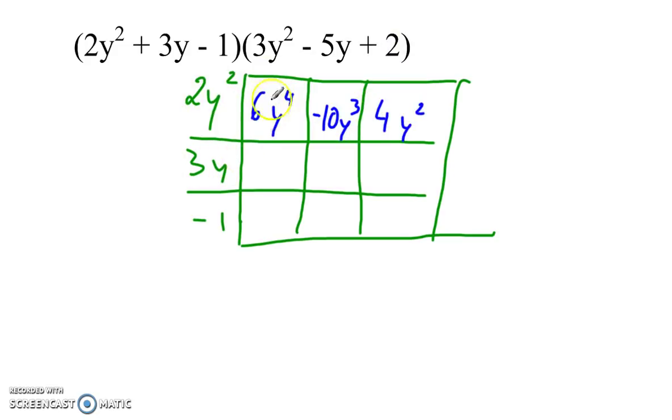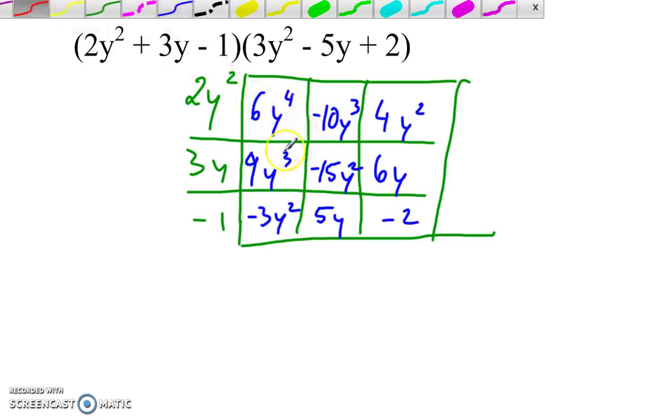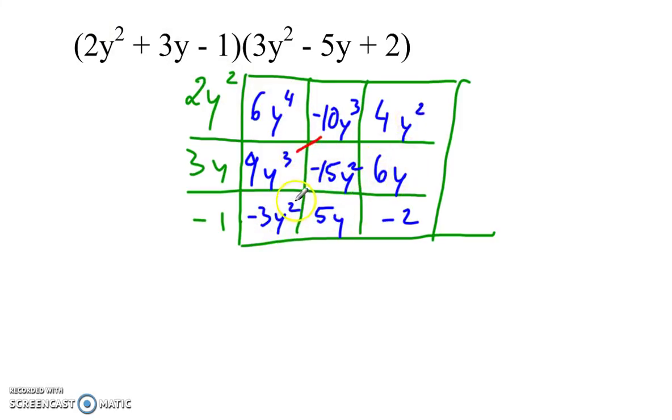Y squared. 3y times 3y squared is 9y to the third. 3y times negative 5y is negative 15y squared. 3y times 2 is 6y. Negative 1 times 3y squared is negative 3y squared. Here we have positive 5y and negative 2. Now I can check to see, are all my exponents lined up? 3, 3, yes, 2, 2, 2, and y, y. Okay, very good. These are lined up, these are lined up, and these are lined up.